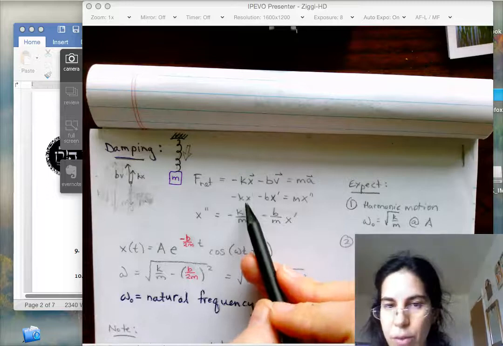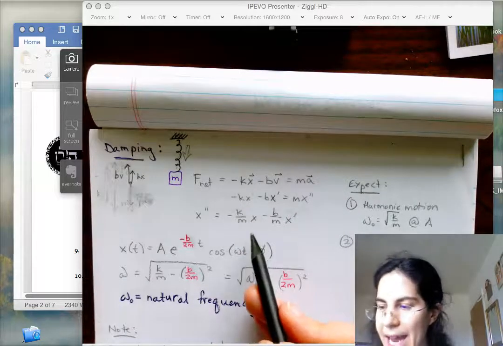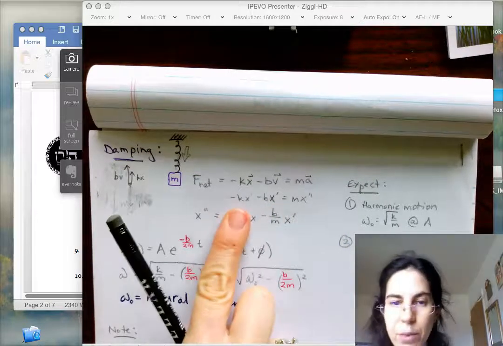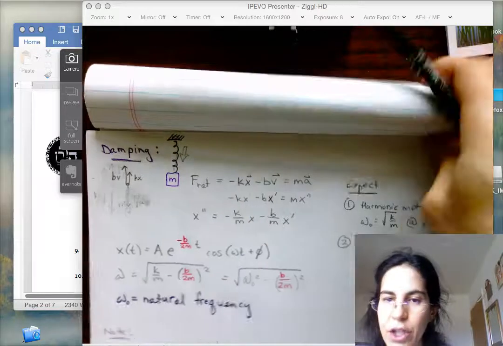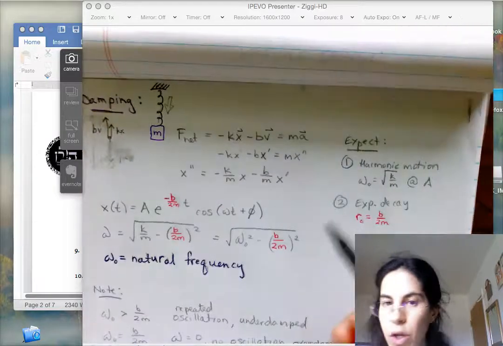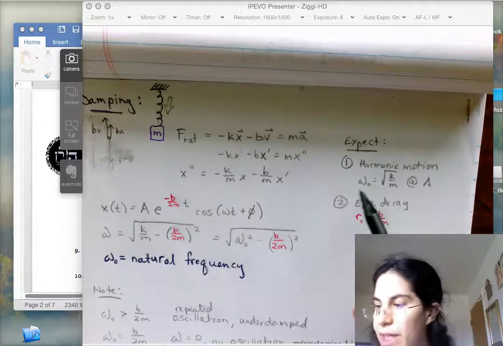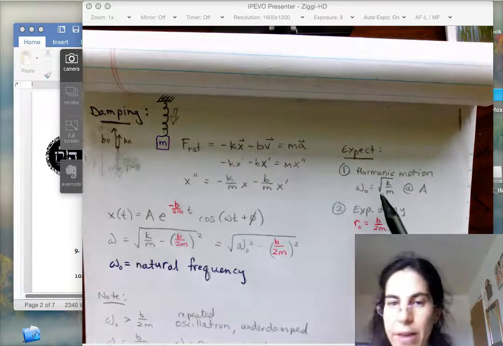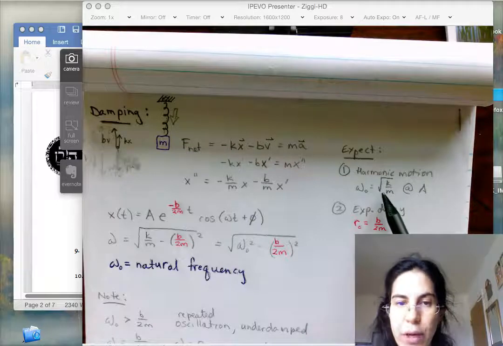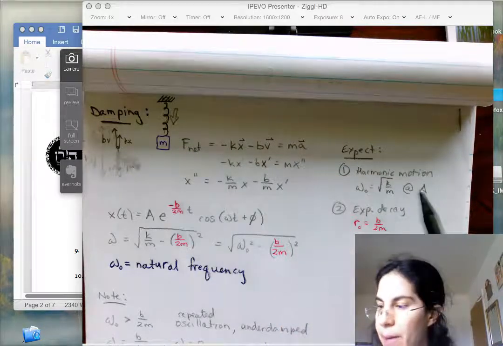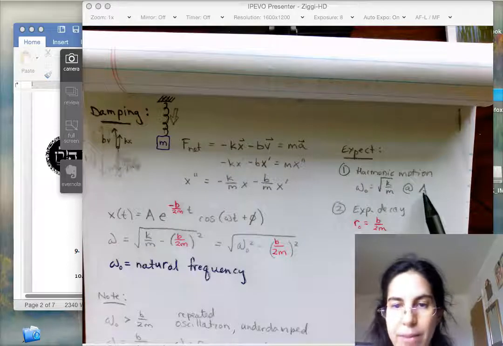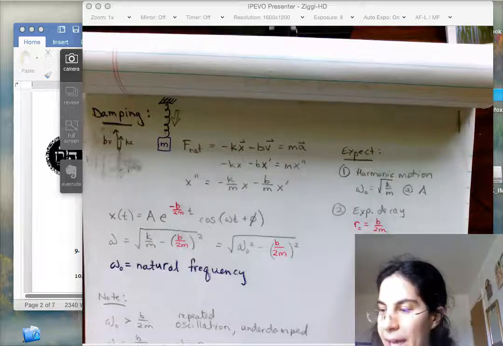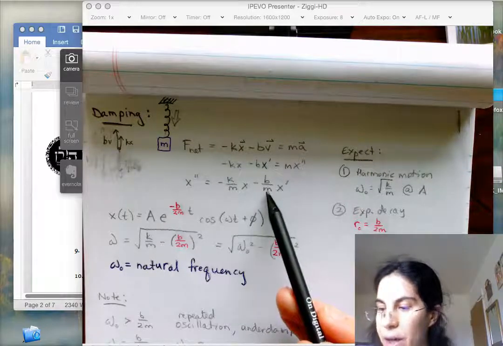Because if we're writing everything in terms of x, that is going to be a nasty differential equation. Each piece we could solve by itself, no trouble. The issue is both of them together. The solutions to both of them, the ones we expect, are harmonic motion for the second order differential equation with an angular frequency of the square root of whatever's out front, aka k over m, and a maximum amplitude of whatever your maximum displacement was. For the first order differential equation, we're expecting exponential decay at a rate of b over m.